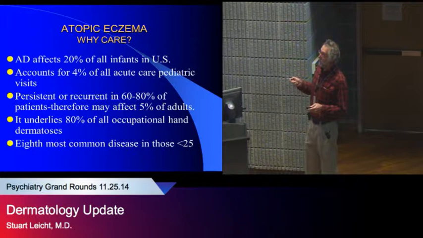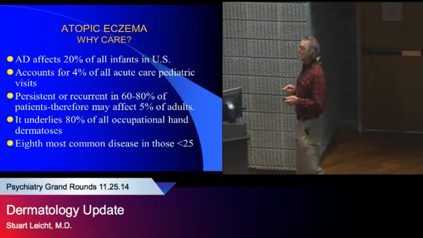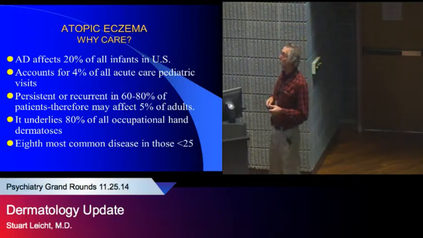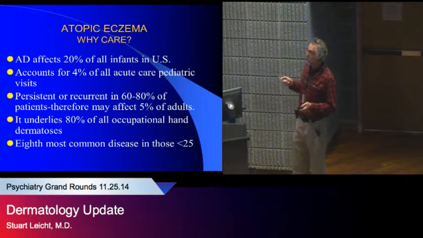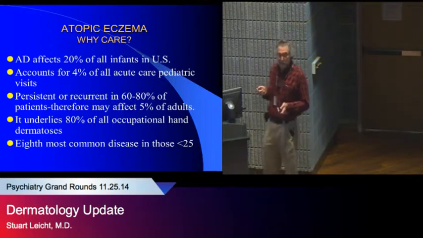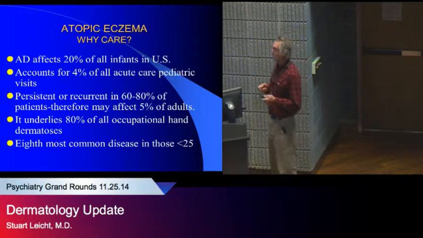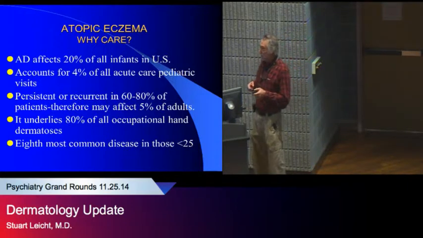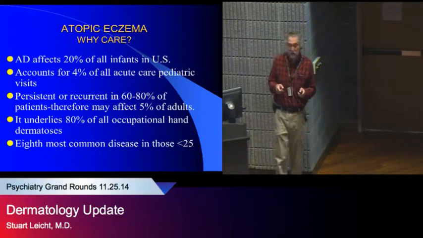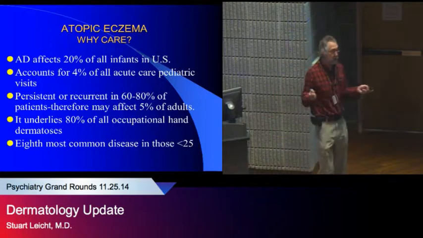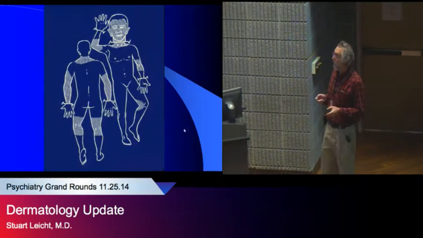It's a common disease. It affects 20% of all infants now in the United States. It accounts for 4% of all acute care pediatric visits. It's persistent or recurrent in 60–80% of patients, so it may affect, therefore, 5% of all adults in the country. It underlies 80% of all occupational hand dermatoses. And it's the 8th most common disease in those less than 25. You're going to see patients, if you go into primary care, that have this.